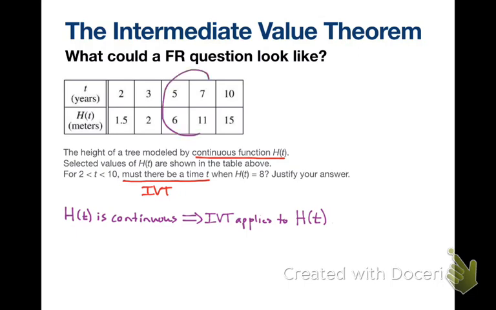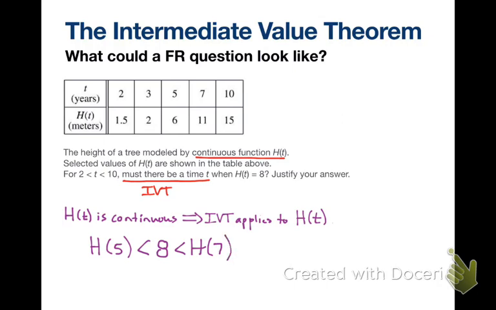And I'm looking at these ones here, right? We've got 6 and 11. I think that we can use that interval from 5 to 7 to apply the intermediate value theorem here. So, what we've got to establish here is that h of 5, which is 6 by the way, the height 5 years into this was 6 meters, that's smaller than 8, and then h of 7, which is 11, 7 years into this, the height is 11 meters, is greater than 8.